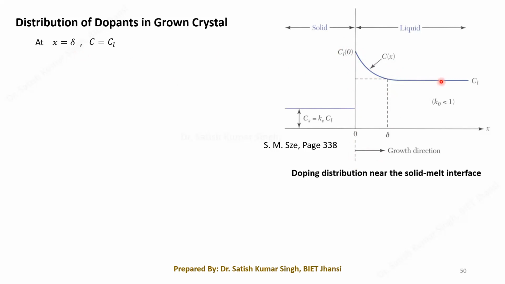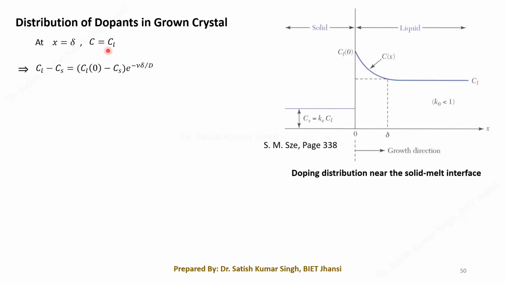This way it is reaching a CL value, and then within this material, within this melt, after delta distance, it will remain constant. It doesn't change much. Fine. Now we have to look at that. When at x equals lambda, we can go on further, and we can write these equations.